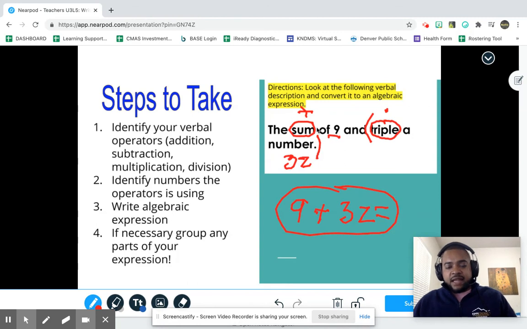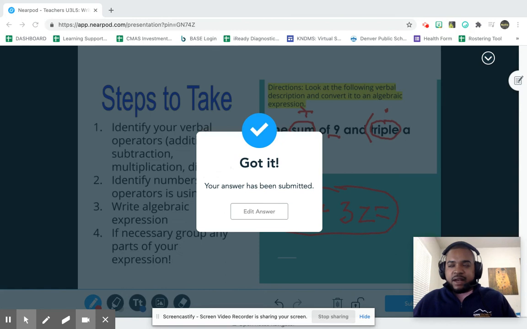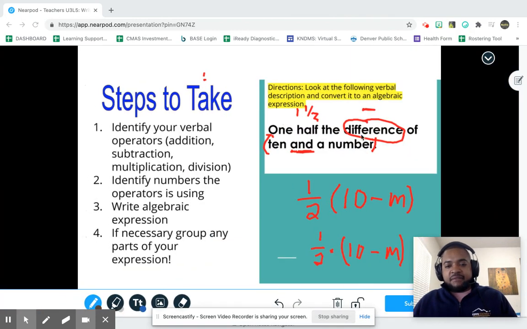But really look at how I thought about this. The sum of 9, so 9 plus what? What am I adding? Well, the sum of 9 and triple a number, so I'm adding 9 to this triple a number. And that works for the last one too: 1/2 the difference of 10 and a number. Half of what? Half the difference of 10 and a number. For me to get half of something, I need to figure out what the difference between 10 and the number is. That's why that's grouped together. And that's why I wrote it as 1/2 the difference of 10 and a number.